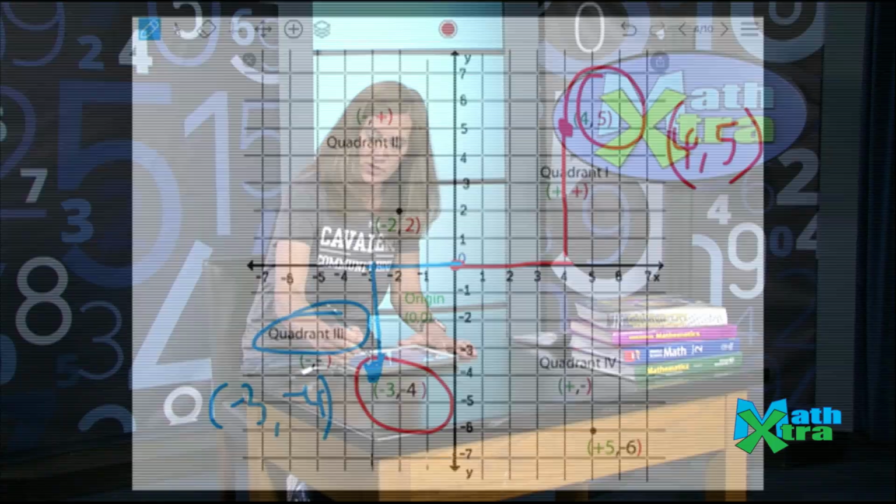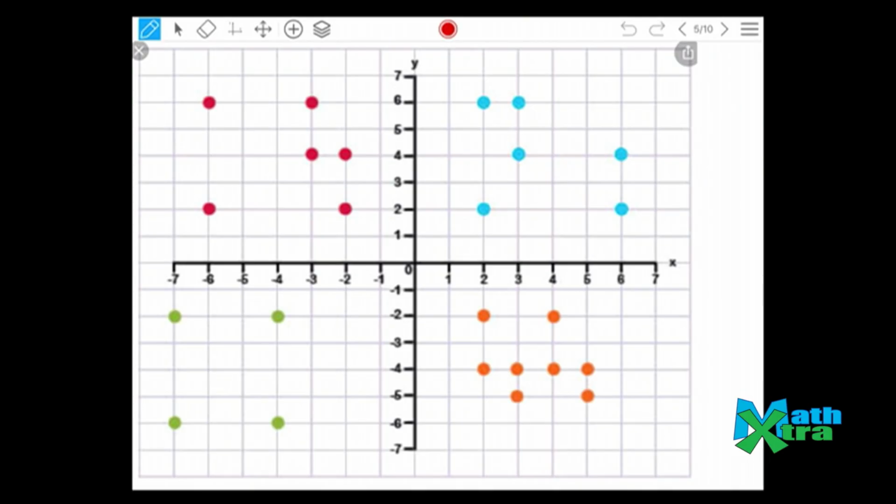Now sometimes on the coordinate grid you're going to find that you've got points and you have to tell them, what is that point? Where is that? So let me show you how to go ahead and do that one. So I'm going to pick a couple points for you to find.